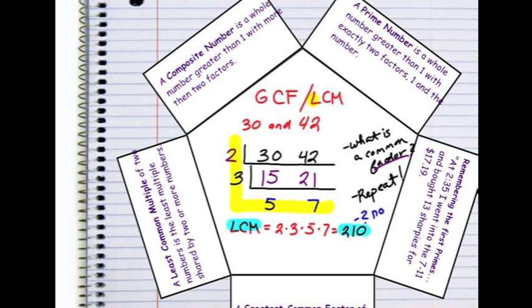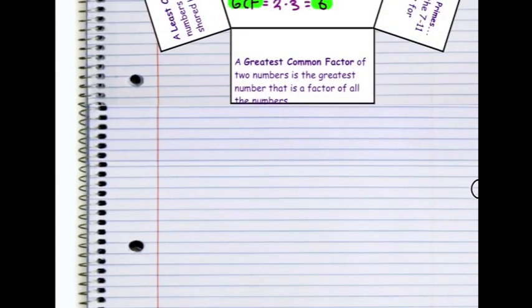Now, I'm just going to look one more time. Rather than looking at the whole L, I'm going to look at the vertical numbers, and that's going to be my GCF. So my GCF is equal to 2 times 3, which is just 6. And now I know that my GCF is 6. So that was kind of a quick, easy way to find the GCF and the LCM. Let's do a few more examples just so that you kind of get the hang of it.